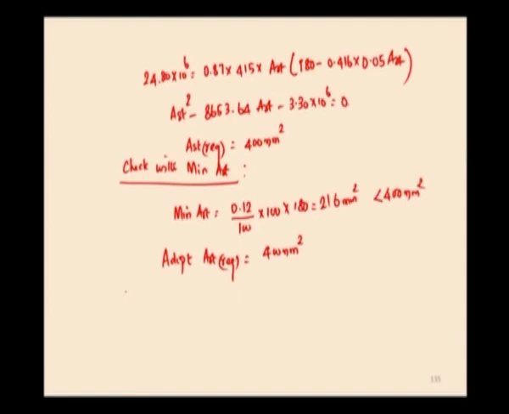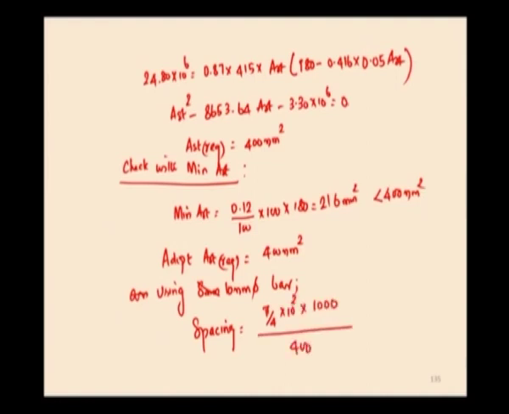Now, we need to find out the spacing of reinforcement by using a bar. So, I am using here 10 mm diameter bar. I am going to find out the spacing of reinforcement. Normally, the design of slab is based on 1 meter width. So, the spacing of reinforcement should also be found against 1 meter width of the slab, that is pi by 4 into 10 square into 1000 divided by 400, that is equal to 196.35 millimeter.